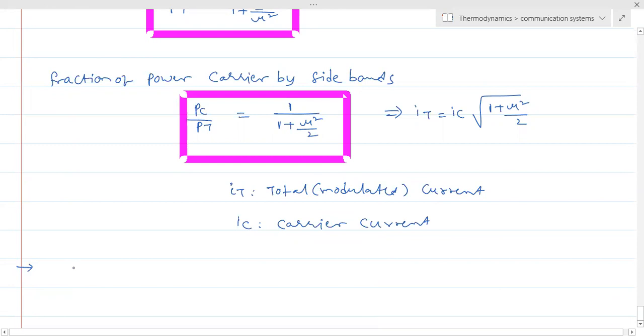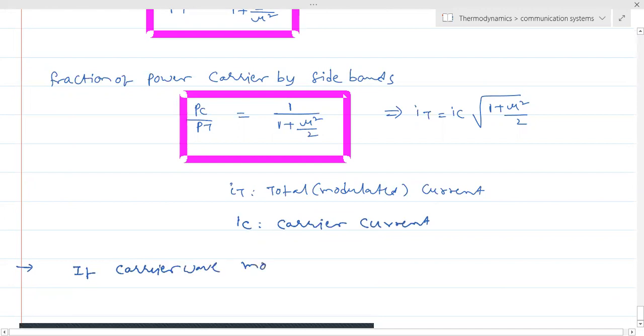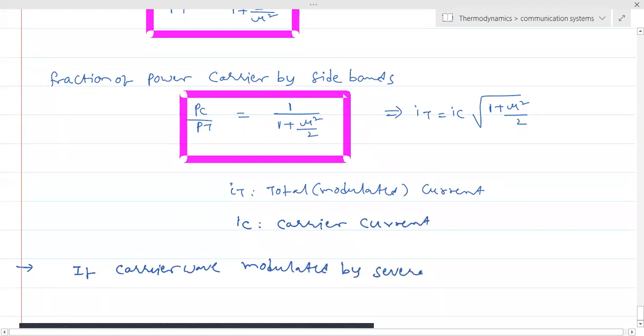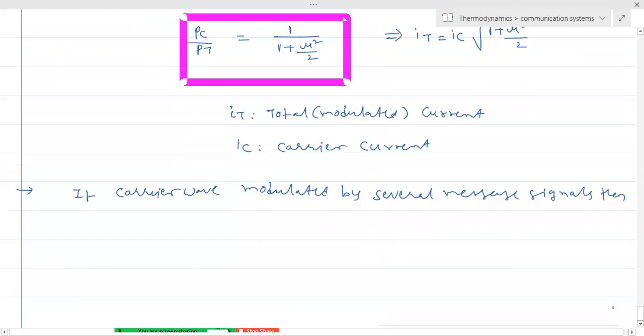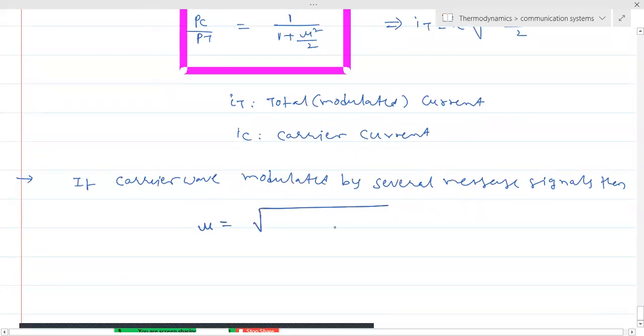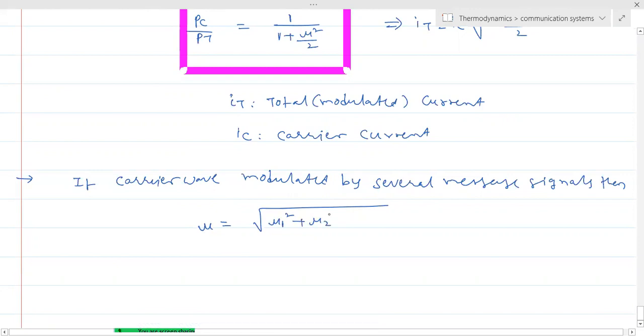And finally, we are speaking, if a carrier wave is modulated by several message signals, it contains several message signals. Then we are taking the modulation index for several message signals: mu equal to root over (mu1 square plus mu2 square plus so on). Mu1, mu2, mu3 and so on are the modulation indices for the respective signals.